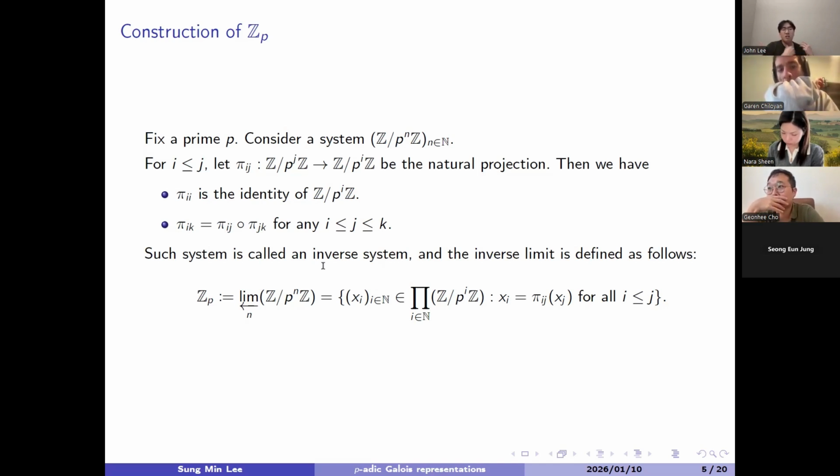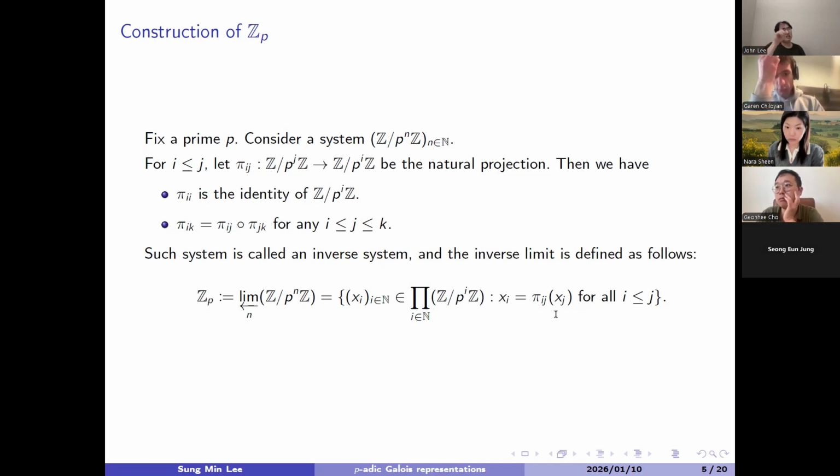And this kind of inverse system is studied in homological algebra. So if you have never read it, Atiyah and Macdonald's textbook is always a good source to study homological algebra. And that inverse limit, which is defined as follows, is called Zp, or the p-adic integers. We take the limit of Z mod p^i Z, or it can be understood as a collection of x_i, where each x_i is an element of Z mod p^i Z, but they also respect this projection map as well.